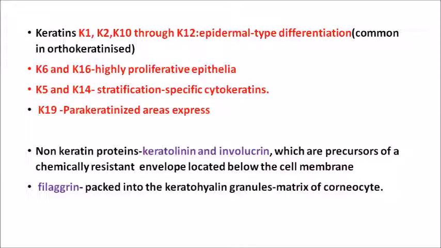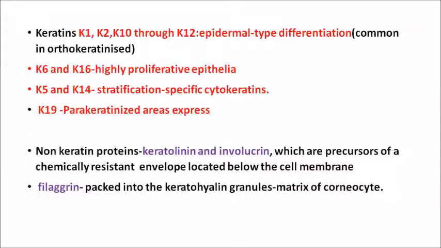K6 and 16 are found in highly proliferative epithelium. K5 and K14 are stratification specific cytokeratins and K19 is found in parakeratinized areas. Okay, so 1, 2, 10, 11, 12 are found in orthokeratinized, 19 is found in parakeratinized, 6 and 16 in highly proliferative, 5 and 14 stratification specific. These are about the keratins.